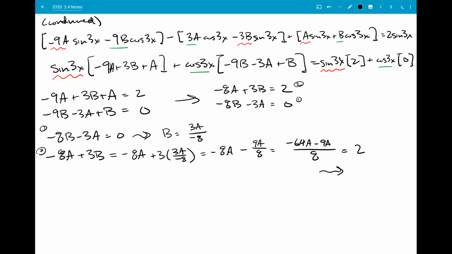So from there, I can just solve. Minus 64 minus 9 is minus 73. So a would be 2 times 8, which is 16, over minus 73. And then b is minus 3 over 8 times 16 over 73. Sorry, minus 16 over 73. So that's just positive 6. No, yeah, positive 6 over 73.